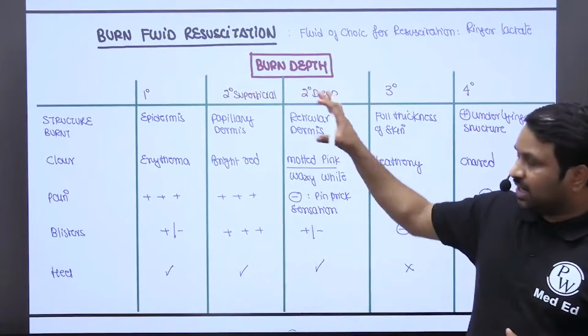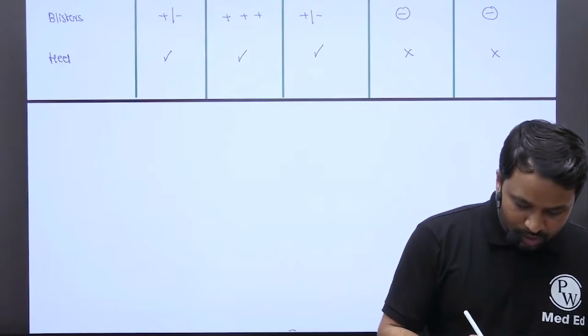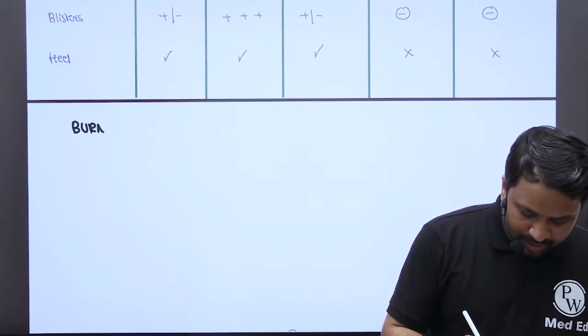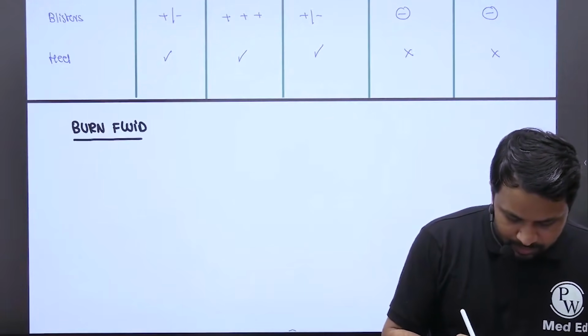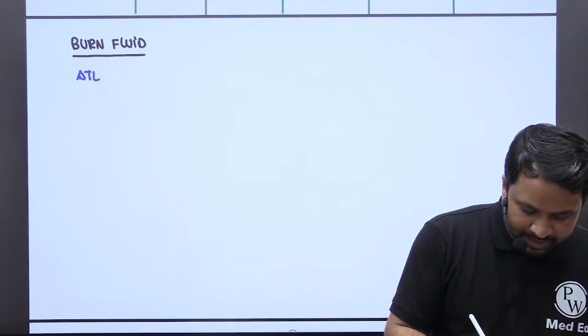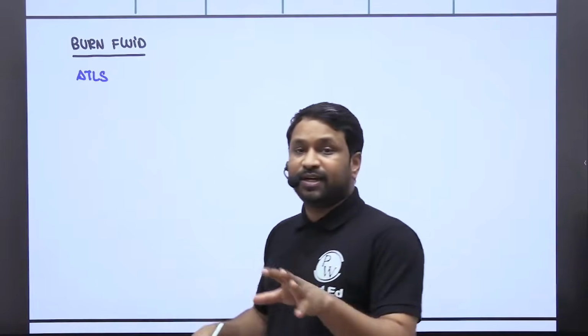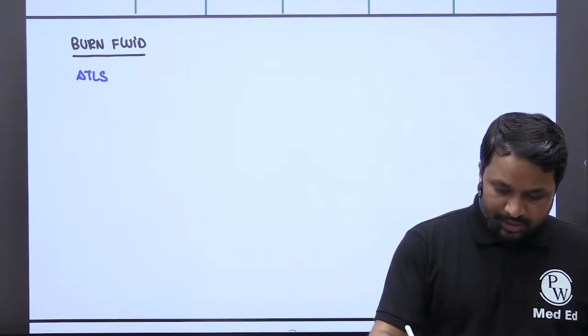Now, once you have classified the burn depth, how do you calculate the burn fluid? Right? So, burn fluid calculation. For burn fluid calculation, we will follow something called the ATLS formula. ATLS is Advanced Trauma Life Support. Okay? Now according to the ATLS, how do you calculate the burn fluid?